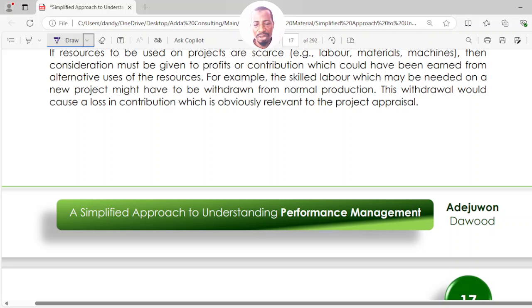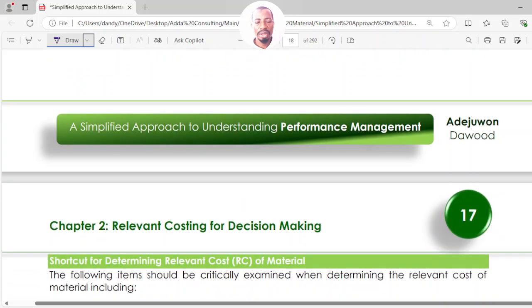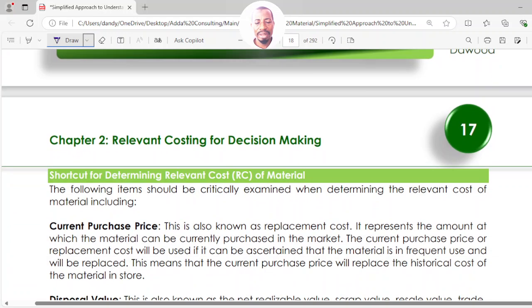So let me show you the shortcut that you can carry out to determine relevant cost of material. Majorly, there are three elements that may be present in a question. What are those three elements? One is current purchase price. Number two, disposal value. Then number three, historical cost. So you must understand how to treat each of them when you see it in a question.